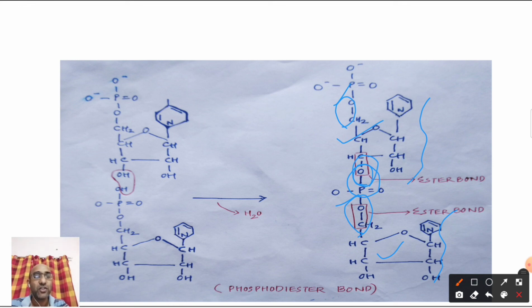So it is a typical feature in case of DNA structure. Got it? Phosphodiester bond.